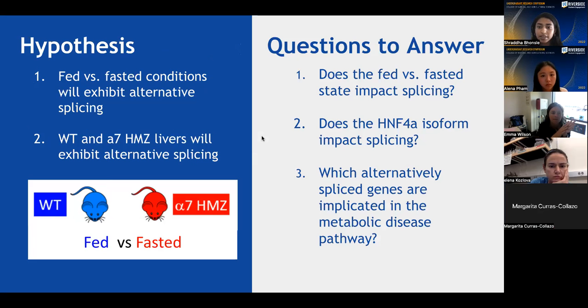And this slide, I'm basically trying to explain these questions. So first, does the fed fasted state impact splicing? Does the Hnf4 alpha isoform impact splicing? And which alternatively spliced genes are implicated in the metabolic disease pathway?